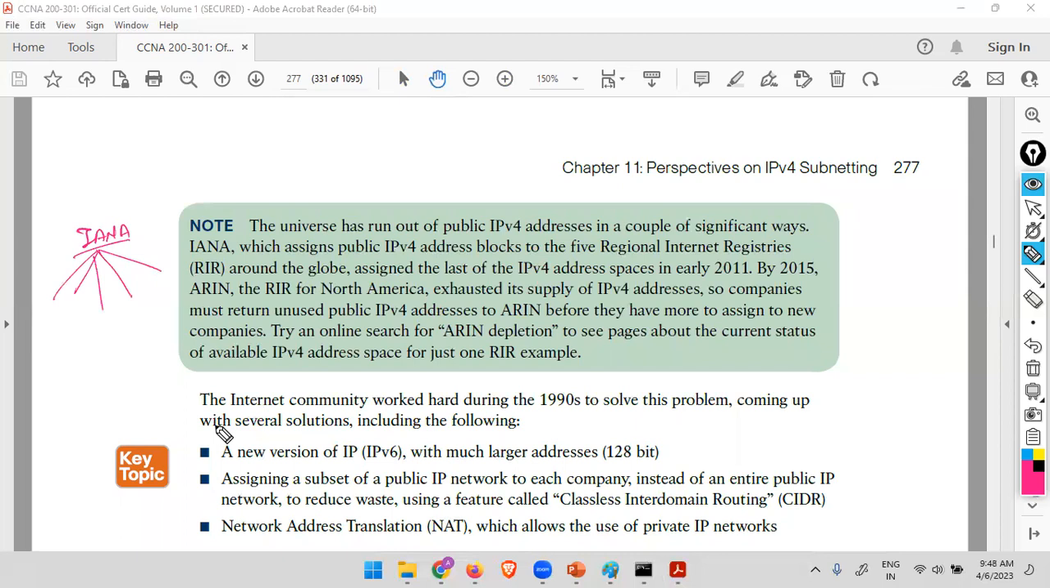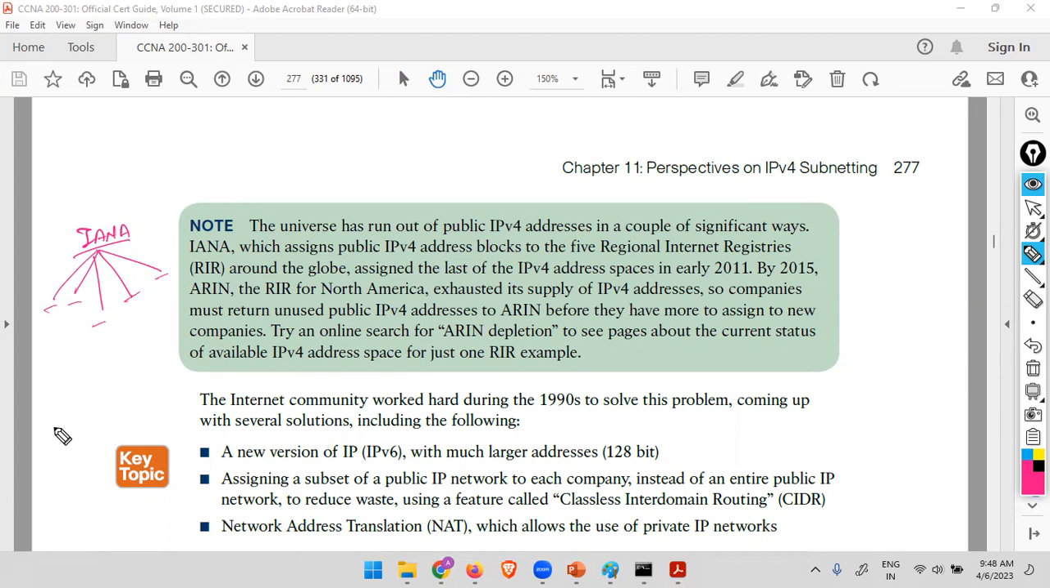RIR, regional internet registries. So IANA assigns the addresses to them, then your ISPs contact the regional internet registries. From there, they take the IP addresses. Then from there, your service providers and directly you get the addresses. This is how these are delivered. They have delivered the addresses to the 5 internet registries and they are delivering to your service providers and everything. This is how step by step we are getting the IP addresses.